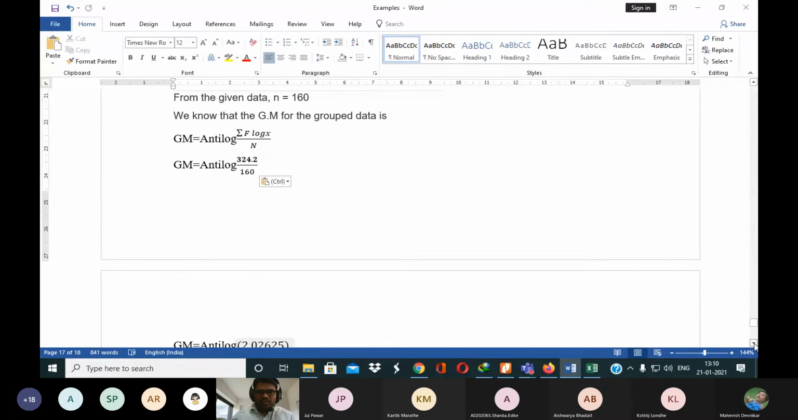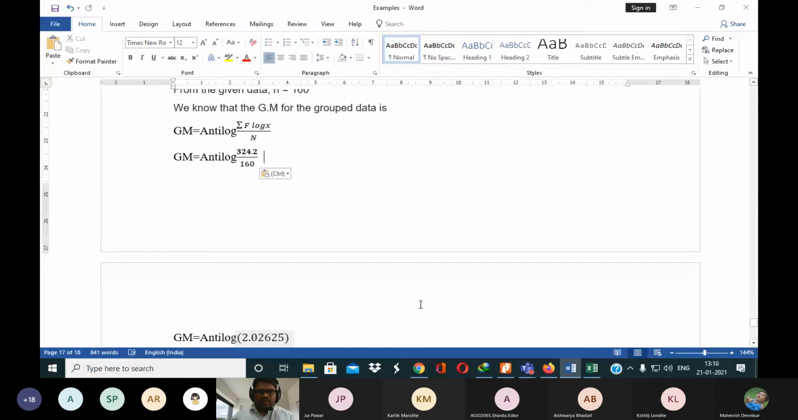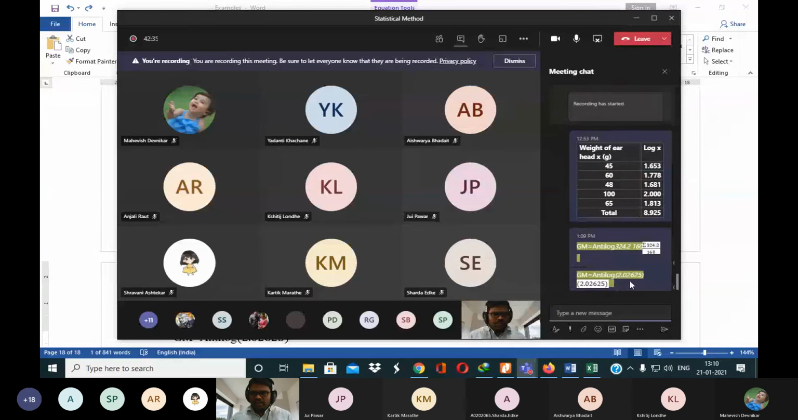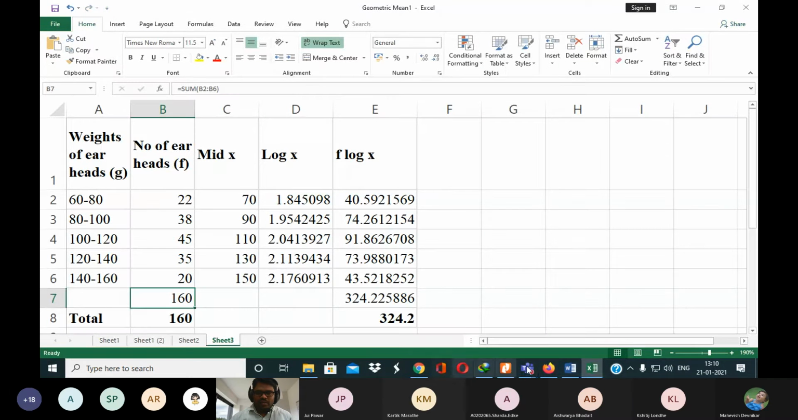Okay, yes. So this is the division of that particular number. Now just find the anti-log of this number, the anti-log of 2.02625. That is your geometric mean, 106.16. 106.13. Okay, so let's check.